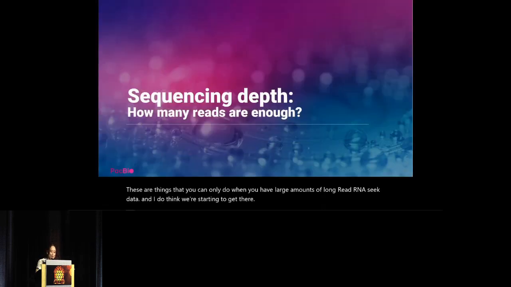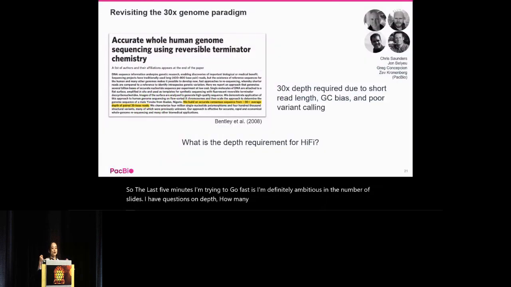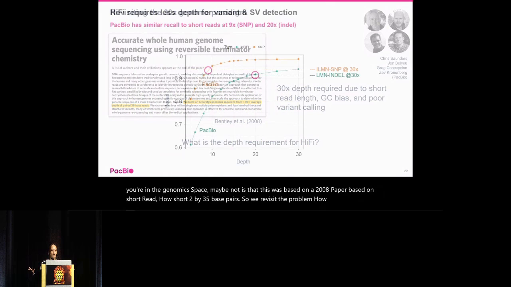So with the last 5 minutes, I'm trying to go fast, I'm definitely ambitious in the number of slides I have. Questions on depth. How many is enough? To revisit the 30x genome paradigm, if you're in the genomic space, is that this was based on a 2008 paper based on short reads. How short? 2 by 35 base pairs. So we revisit the problem. How much do you actually need to do to get the answers you want?